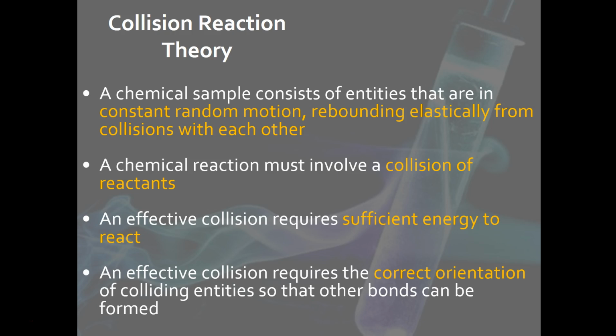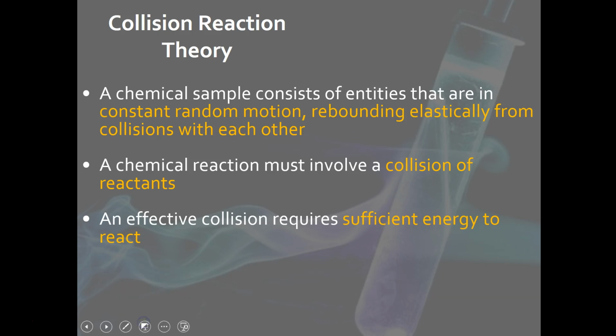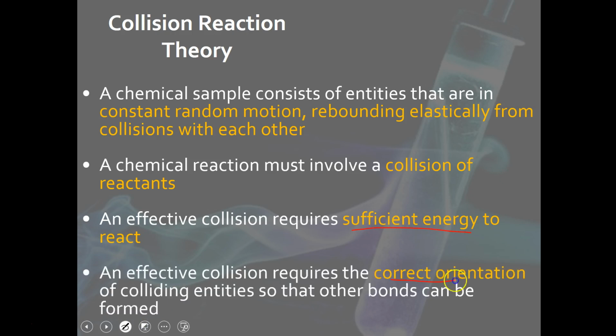Constant rapid random motion, elastic collisions. We have to have a collision between our reactants with sufficient energy and the correct orientation. Those are the big parts here: sufficient energy and correct orientation. That has to happen in order for our reactions to occur.